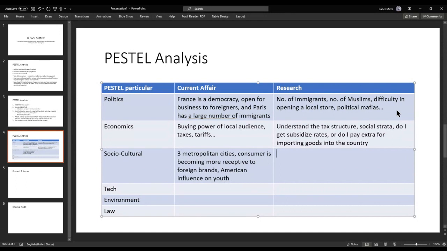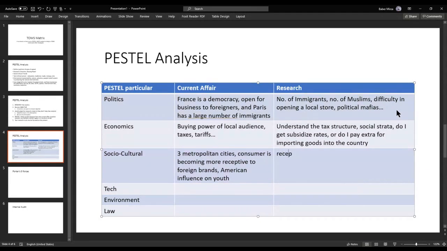I would say, all right, there are three major metropolitan cities in France that could be very lucrative: Paris, Marseille or Nice or Lyon or Toulouse or whatever you want to call it. I mean, focusing on three. Consumers becoming more receptive to foreign brands. Who is this consumer? Could be the younger audience. And the American influence in youth, such as rap music, fast food, and watching Netflix. Does that have an impact? Could probably do. So how receptive are they?